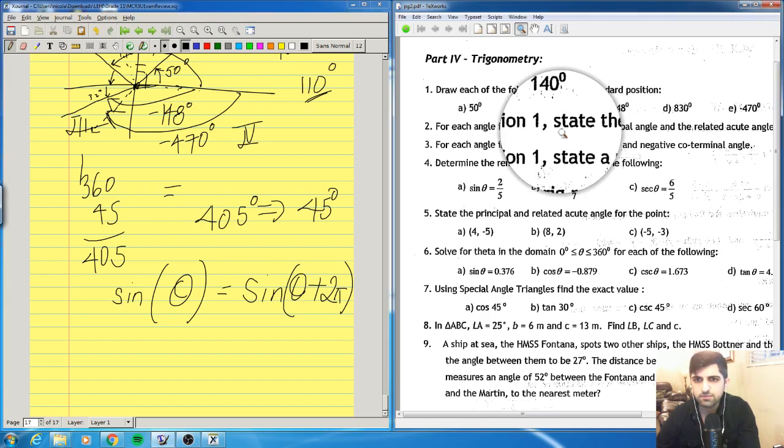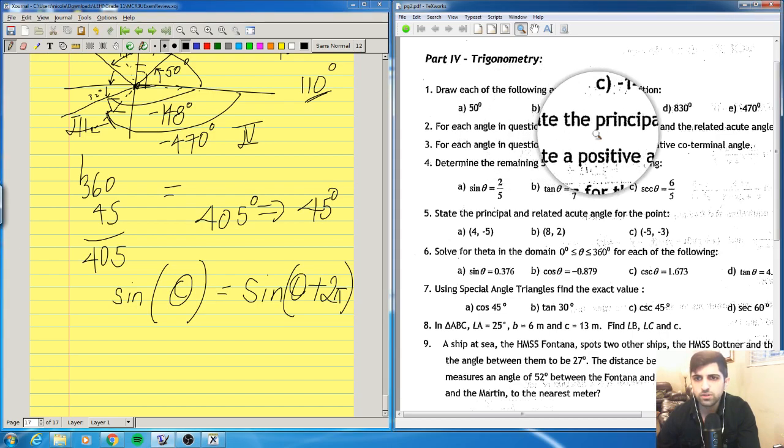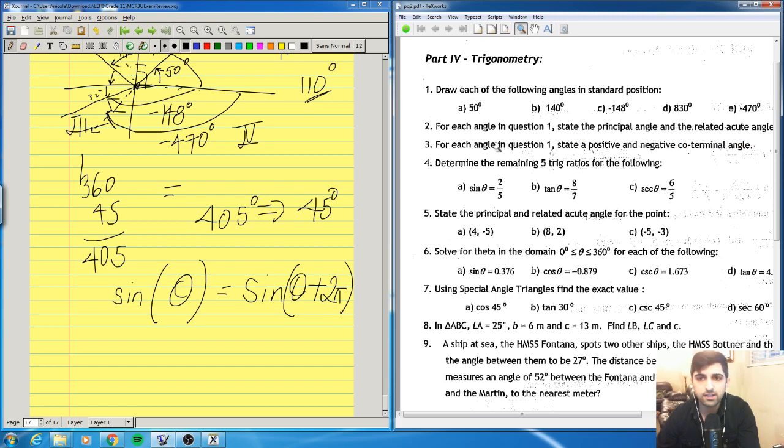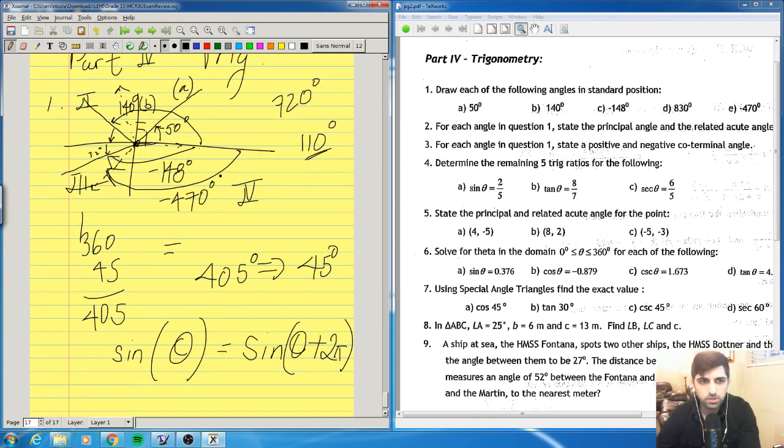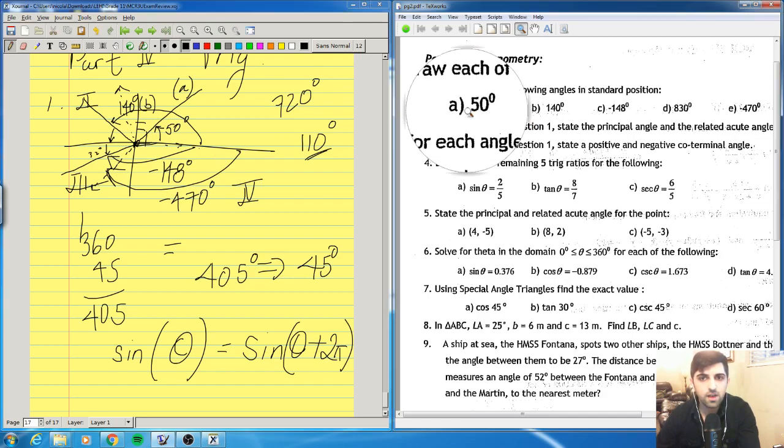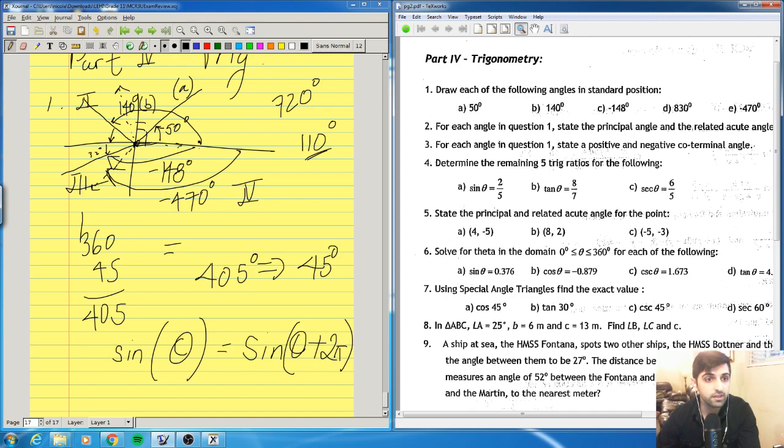And for each angle in question 1, state the principal and related acute angle. The principal angle is very simple. That's just the angle that it makes with the horizontal. So the line that you've drawn, the angle that it makes with the horizontal. The first one's obvious. It's 50 degrees because it makes that angle with the horizontal, and it's going counterclockwise, I believe. 140 degrees, that's simple, it's 140.